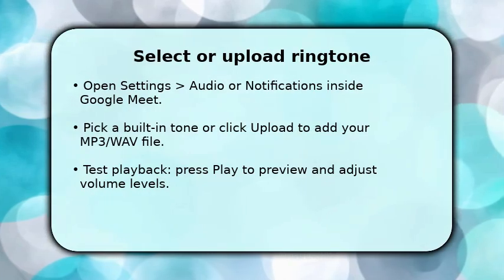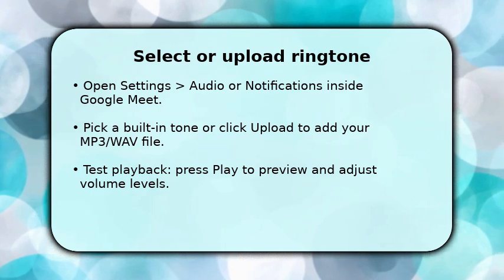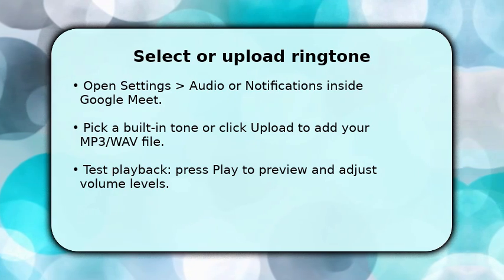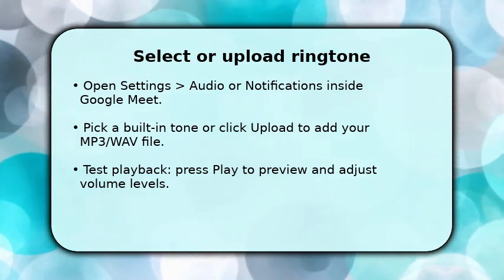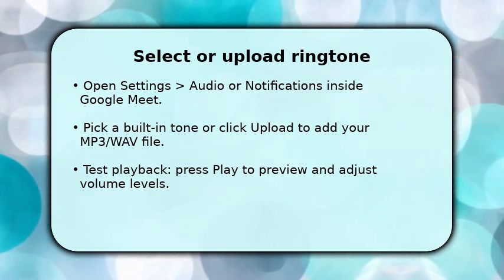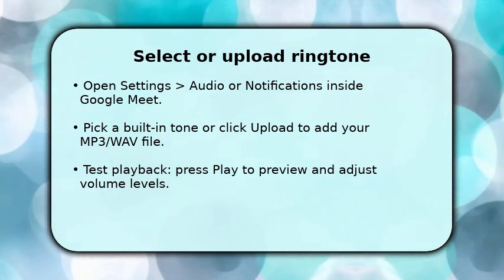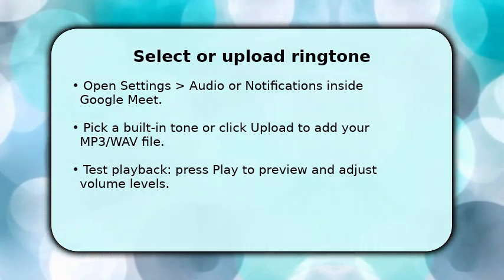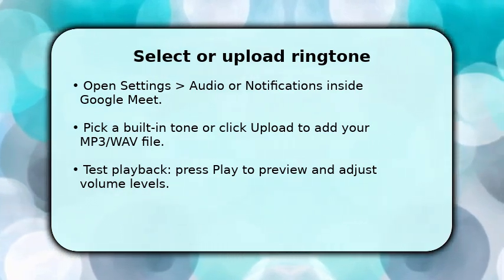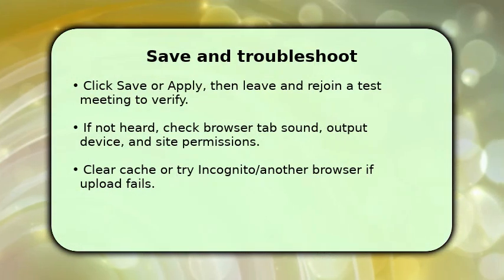Once in Audio or Notifications, find the Ringtone section and click the drop-down to view built-in tones. If you prefer your own sound, choose Upload, navigate to your MP3 or WAV file, and confirm. After upload, press play to preview. Listen for clarity and volume balance so it's audible over background noise. Make sure your output device is set correctly in the same settings panel. Otherwise, you'll test through the wrong speaker and get misleading results. Save your changes and immediately rejoin a meeting to confirm the new ringtone is active.